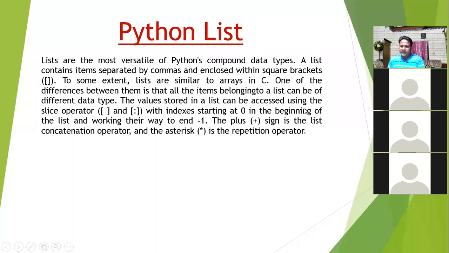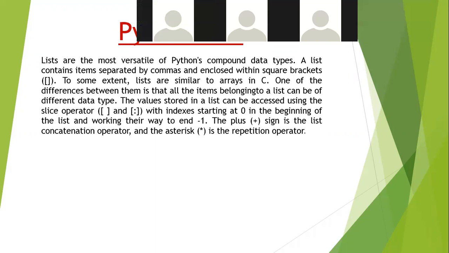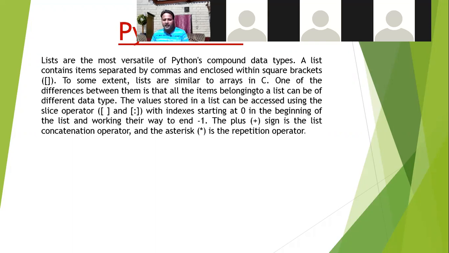The next part is Python list. List is another versatile type, or a compound data type. It contains items separated by a comma and enclosed within square brackets. It is just like an array, where you can store elements of the same data type, but a list contains items separated by a comma and enclosed within square brackets.